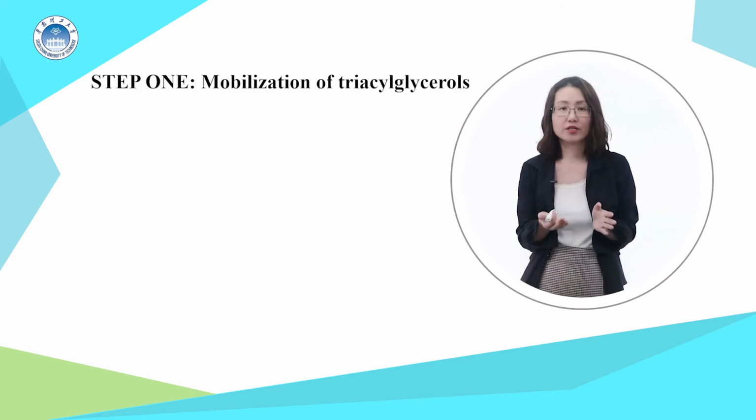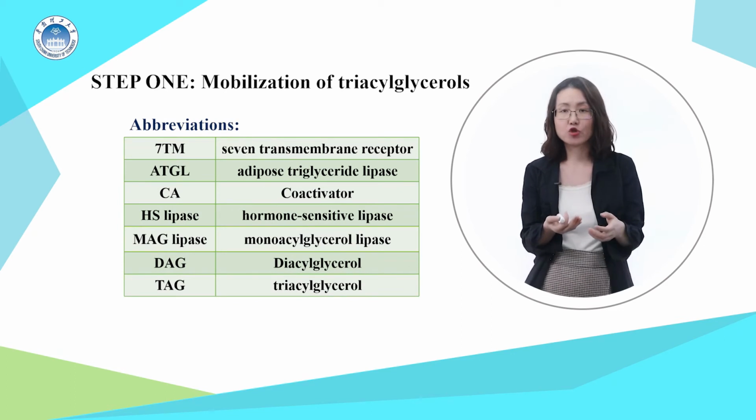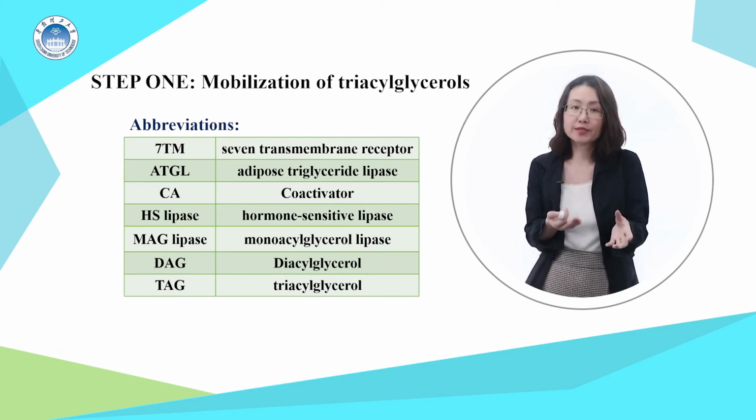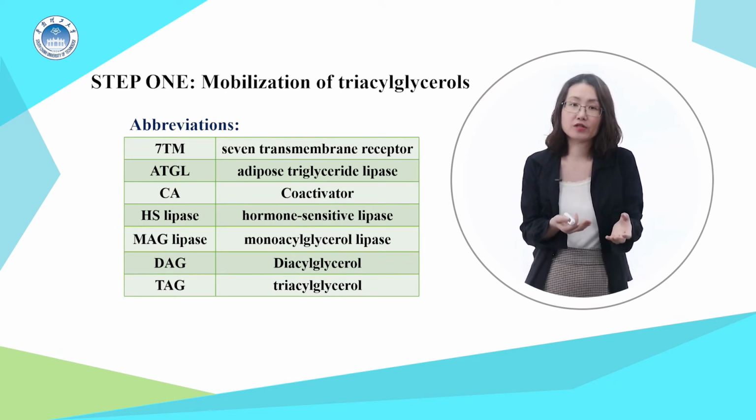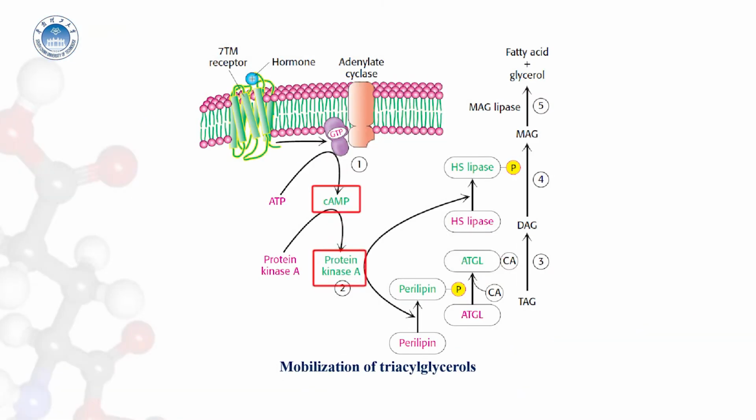In adipose tissue, the hormones glucagon and epinephrine trigger 7-transmembrane receptors that activate adenylate cyclase. The increased level of cyclic AMP then stimulates protein kinase A, which phosphorylates two key proteins, perilipin, a fat droplet-associated protein, and hormone-sensitive lipase.